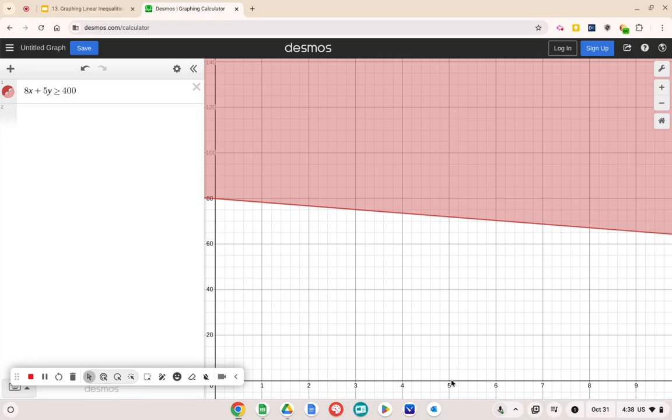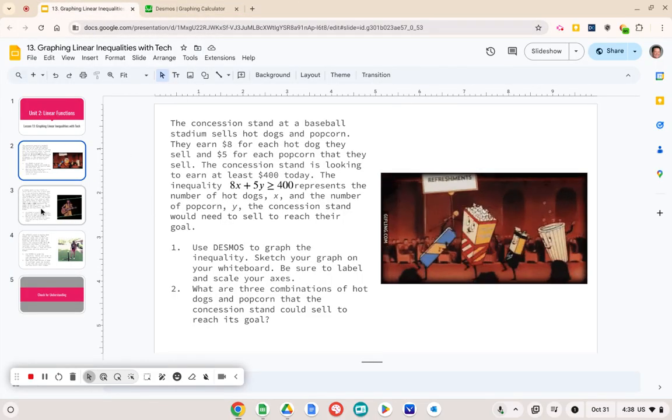So for example, I could take the point 5, 100. That would mean if they sell 5 hot dogs and 100 popcorns, then they would meet their goal of $400. I could also choose the point 8, so 8 hot dogs and 140 popcorns. That would work. Or 1 hot dog and 100 popcorns. That would work as well. Okay, so pick any point in the shaded region, or in this case on the line since it is solid, and that will work. Okay, then let's take a look at the next question.